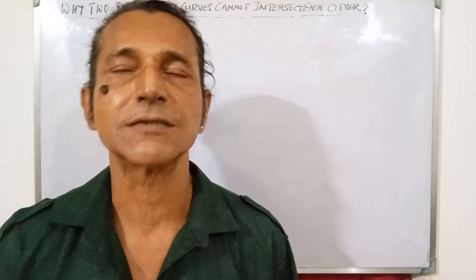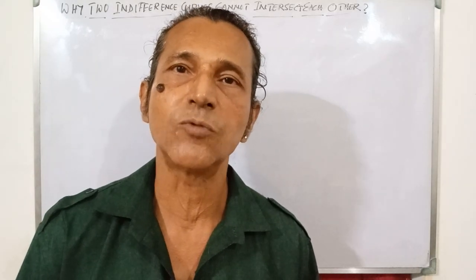In this video, I will discuss why two indifference curves cannot intersect each other. That is, one indifference curve cannot intersect another indifference curve. An indifference curve is defined as a locus of all the combinations of two commodities which give the consumer the same level of satisfaction. That is, on a particular indifference curve, the consumer is indifferent among all the points on that curve, and each point denotes a particular combination of two commodities X and Y. Here we are considering a two commodity scenario.